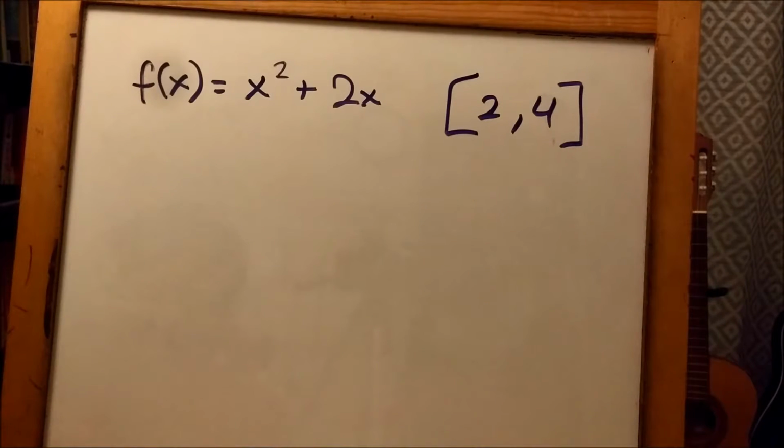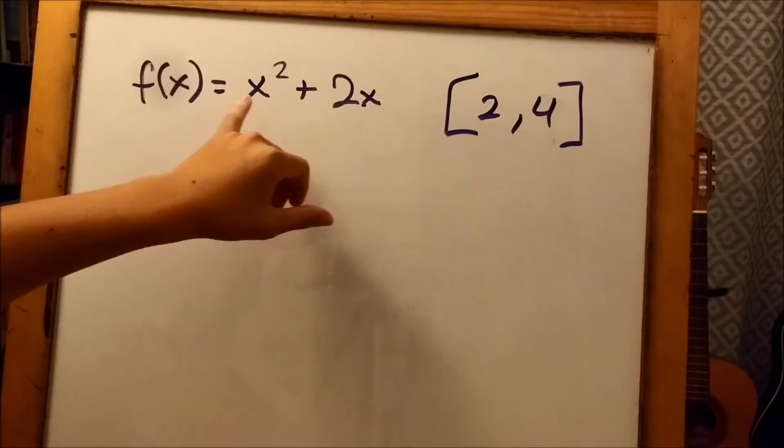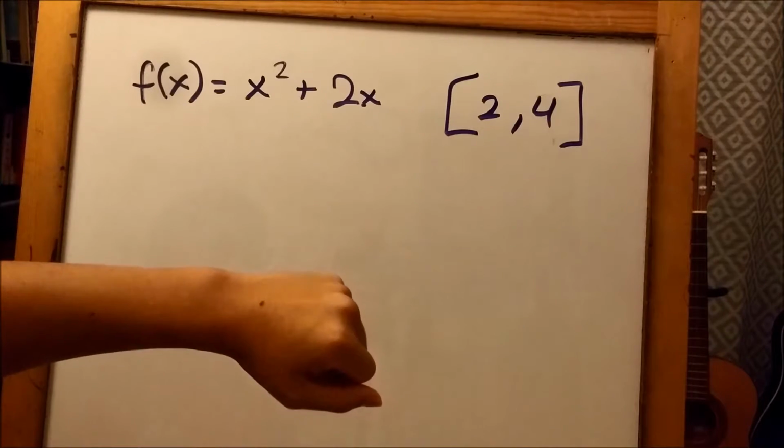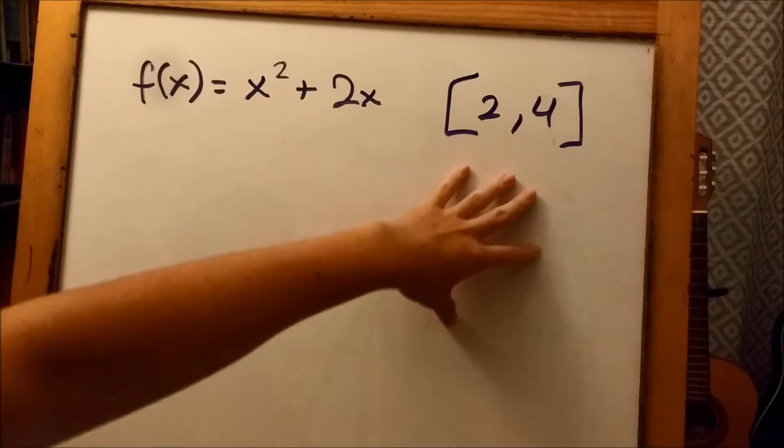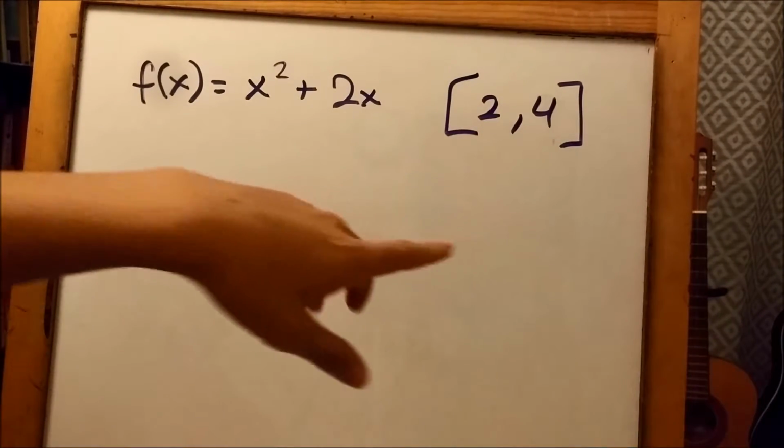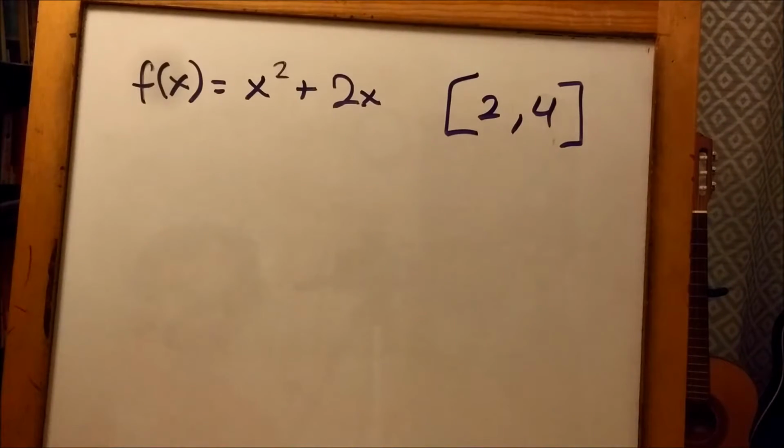So let's try some practice problems. So we got a simple little function here. We got f of x equals x squared plus 2x, and the function is defined at closed interval 2 comma 4. So what we need to do first is find the average slope of the function.